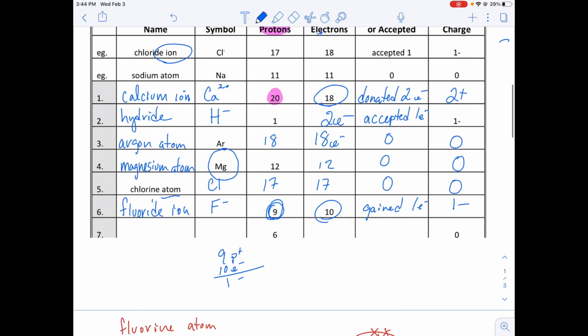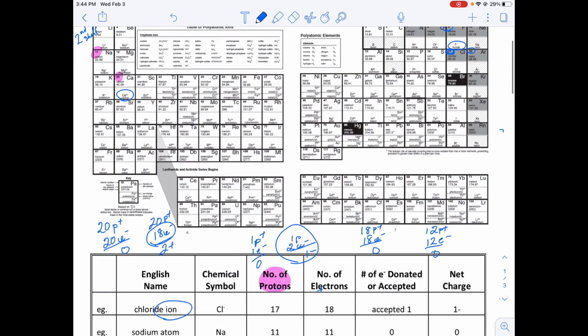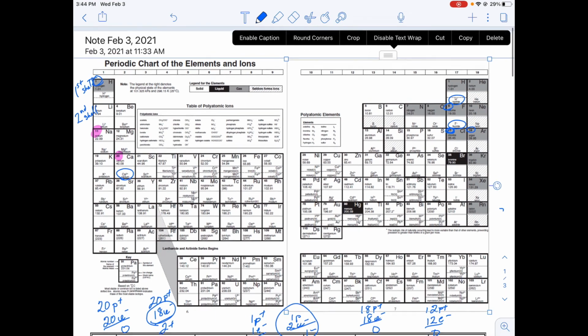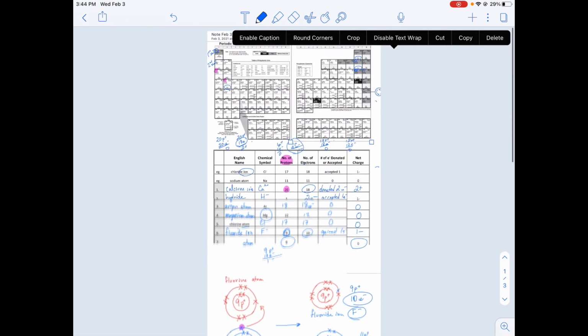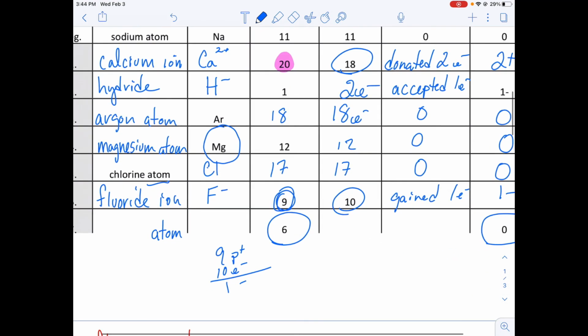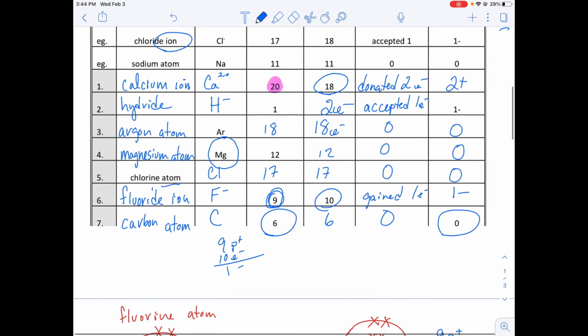The last one has 6 protons and 0 charge. If it has 0 charge, I know it's an atom. If it's 6, I know it's carbon. So this is a carbon atom. It'll be C, no positive or negative because it's an atom. It'll have the same number of electrons as protons, and it'll have 0 that are transferred. So you can follow that sort of logic and thinking as you fill in this table.